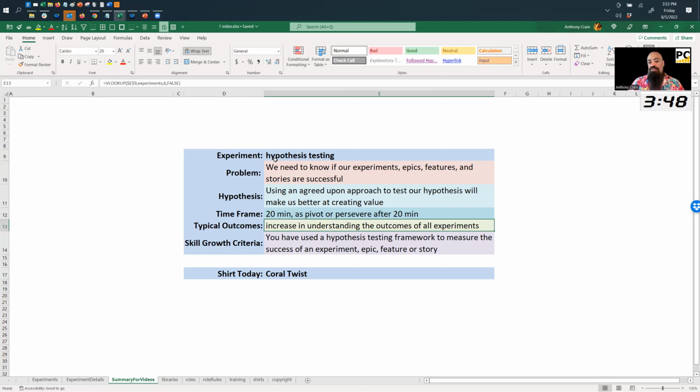And typical outcomes: you should have an increase in understanding of all outcomes for all your experiments going forward. The quality of your outcomes, the way you write them, will go up. I just did one today with my client on a feature, and looking at the before and after, they were like, oh my God, it's so much better once you apply some of this thinking. Finally, skill growth. You've used the hypothesis testing framework to measure the success of one of your experiments or an epic or a feature or a story. You've actually used it. So I'm going to teach you guys the one that I've invented for myself. And if you guys don't like it, you can make up your own.